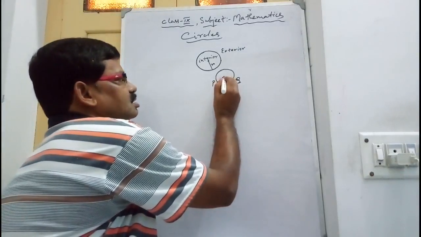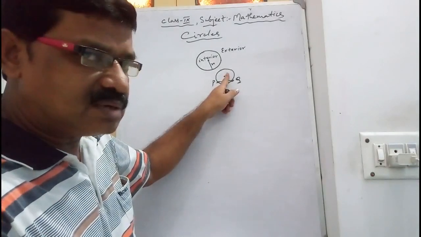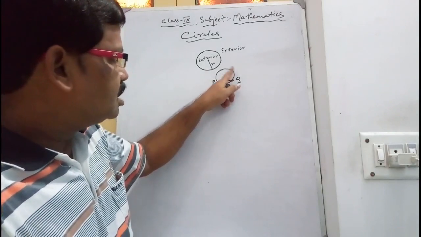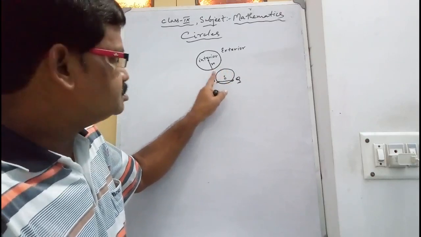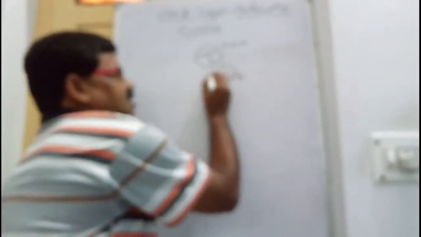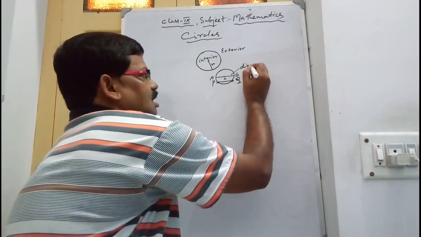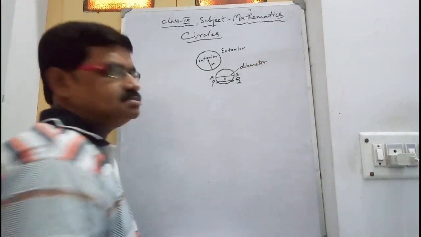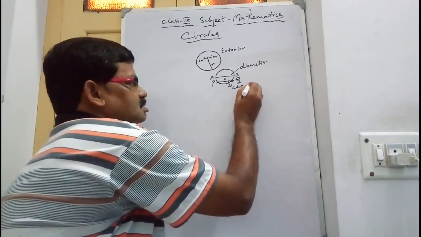If this chord passes through that point O, which is the fixed point, and from this fixed point the distance to all the points on the circle is equal, and you draw that line which passes through the fixed point, then it becomes a diameter. So here AB is diameter and PQ is chord.